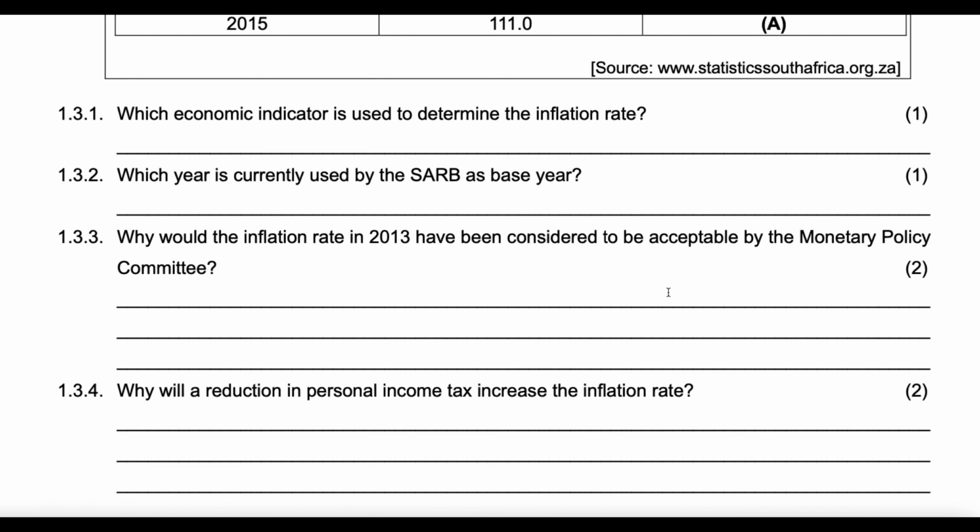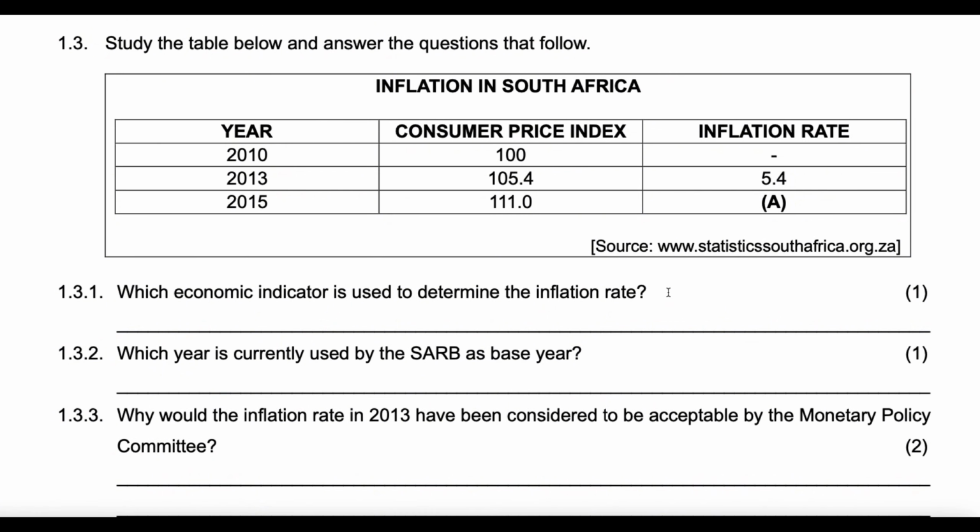Why would the inflation rate in 2013 be considered to be acceptable by the Monetary Policy Committee? Okay, if we look at 2013, it's 5.4, so it's within the inflation target, so it will be acceptable because they target within 3 to 6%. So anything that's within that range is okay. It's acceptable. They can start panicking if inflation goes beyond 6%. Then it's outside the target. Then they have to implement measures to combat inflation.